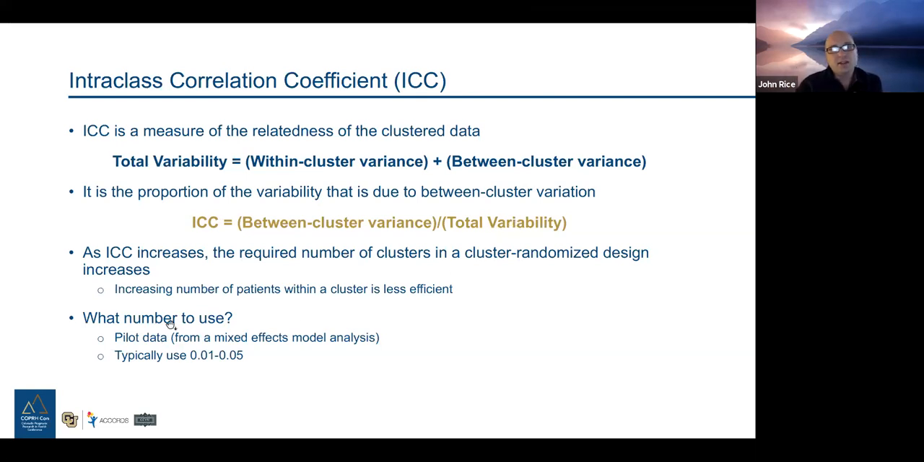When we're planning studies, it's often unclear what number to use for ICC. Sometimes there's preliminary data or previous studies to suggest what this could be, but we often assume something in the range of 0.01 to 0.05.